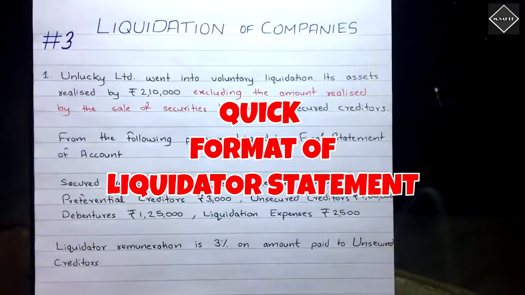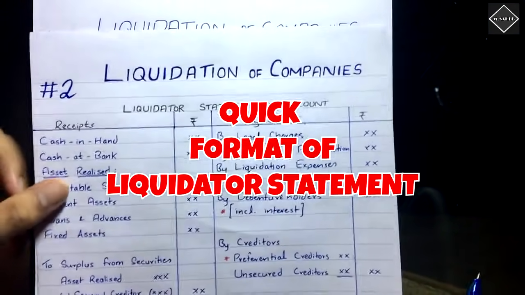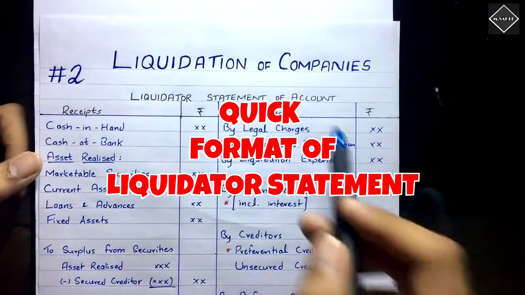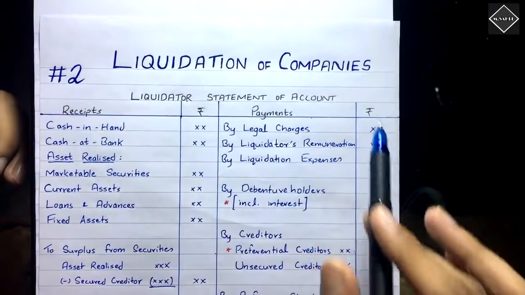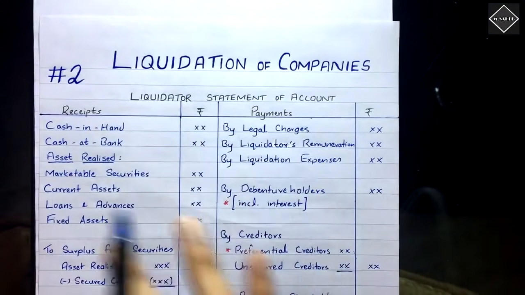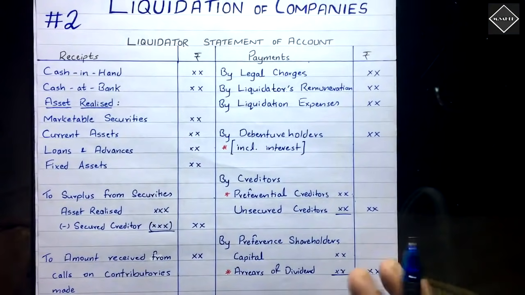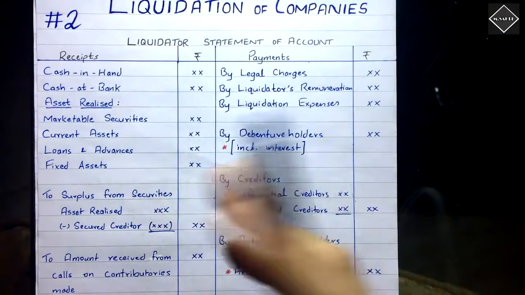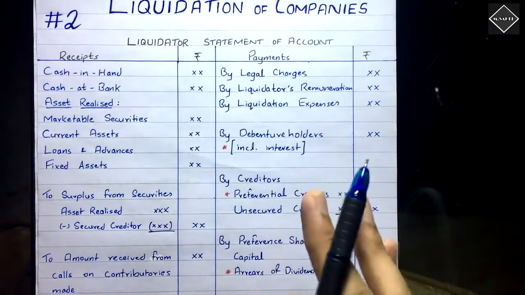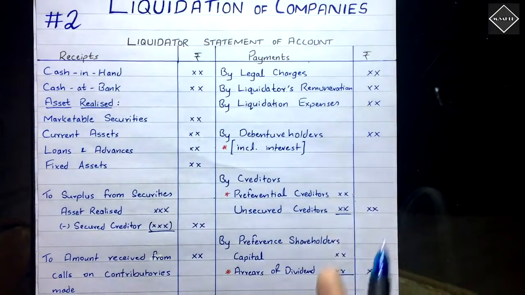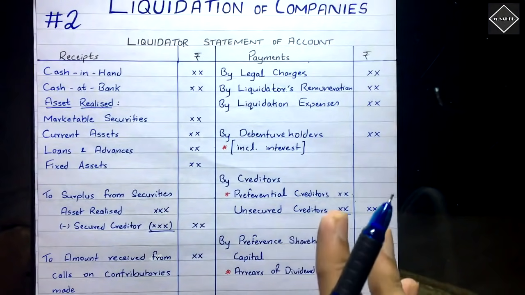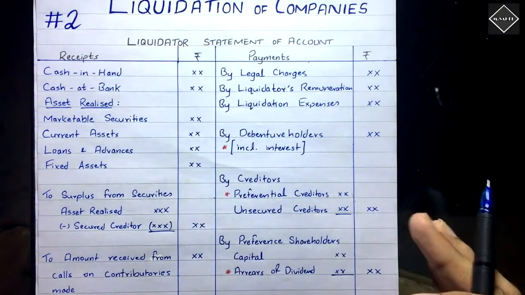I hope you have watched the second video of this chapter, because in the second video we saw the format of the liquidator's statement of account. The format is very important in this chapter, because you won't get marks if you do this as you wish. You have to stick with the format. You have to follow the sequence, the chronology. If you don't follow the sequence, then you will not get the marks. So this is how you have to do it.